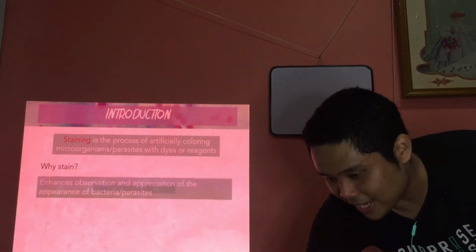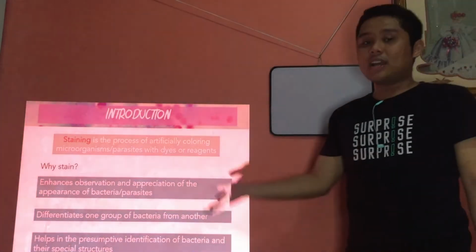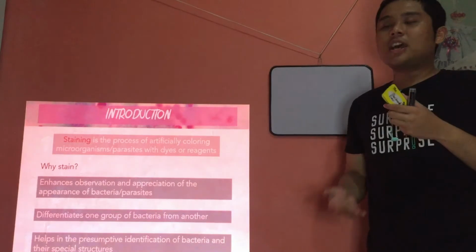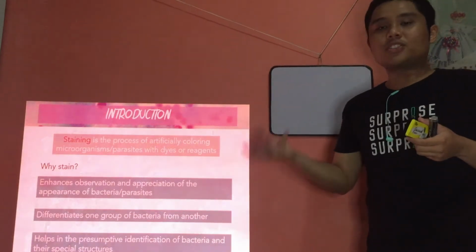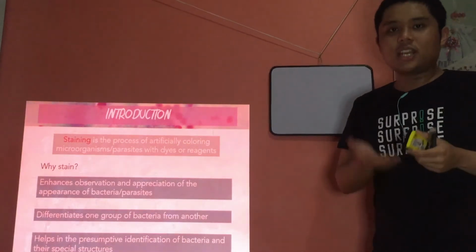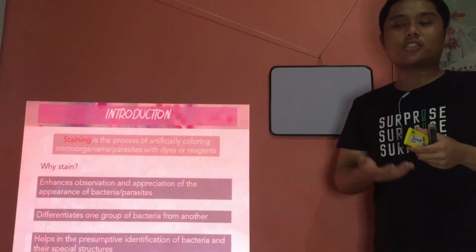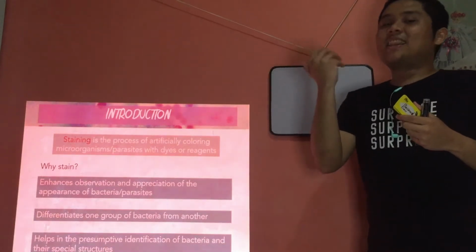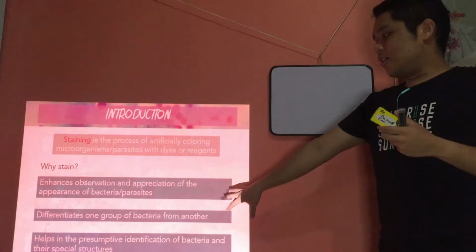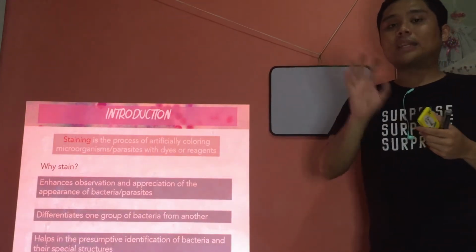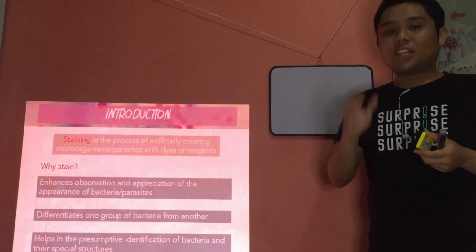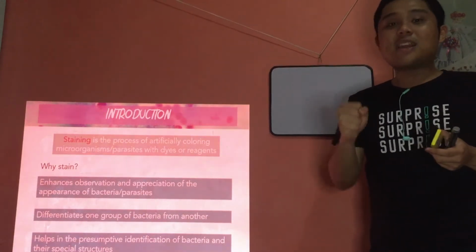Now again, why do we stain? We have different reasons. As I mentioned, it enhances the observation of the organisms because it gives colors. Aside from that, through giving colors, you get to see their different morphology, their different characteristics, their different structures, which then help you in the identification of these organisms, maybe bacteria or parasites. Number 2, it differentiates one group of bacteria from another. As I mentioned, that is one of the routine tests in bacteriology, very fundamental.